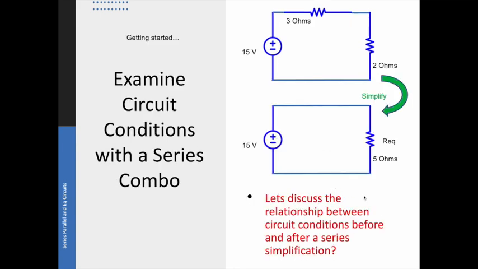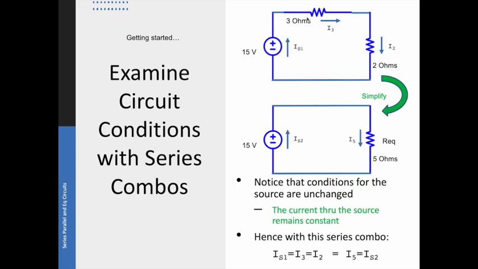So before we get started, let's discuss what happens when we simplify a series combination. Let's look at the circuit conditions before and after that simplification. So here you see a 3 and a 2 ohm resistor being simplified to this 5 ohm resistor. In each case, this voltage source sees 5 ohms. The circuits are equivalent. The total resistance seen by the source is the same. That means that the conditions for the source are unchanged. The current through the source remains constant.